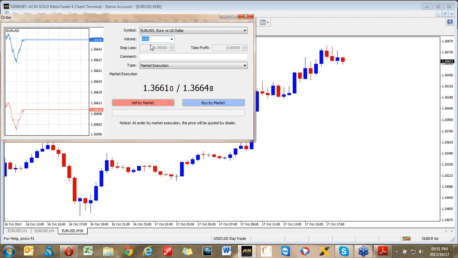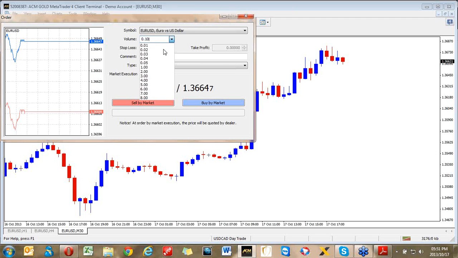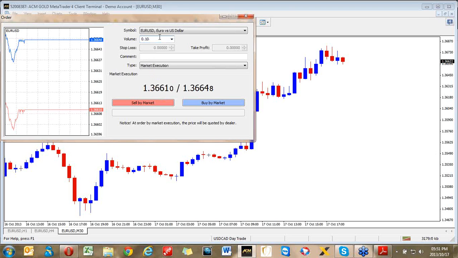Okay. The second size I get, and it's not on this list, so you're going to type it in. That is 0.10. All right, and there we go. 0.10 is a mini lot, and that is $1 a pip. And it's a unit size of 10,000. All right, happy with that? Great. Then we get the big one. Here it is over here.